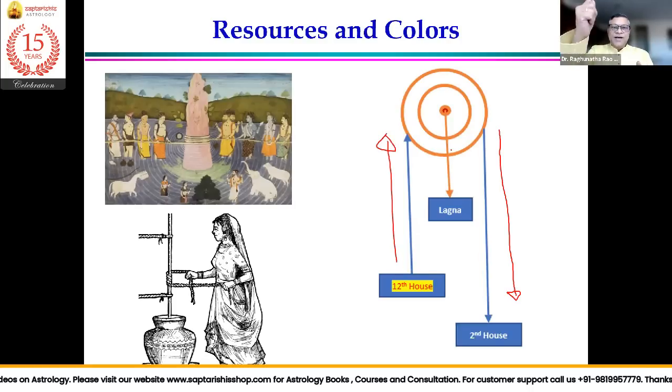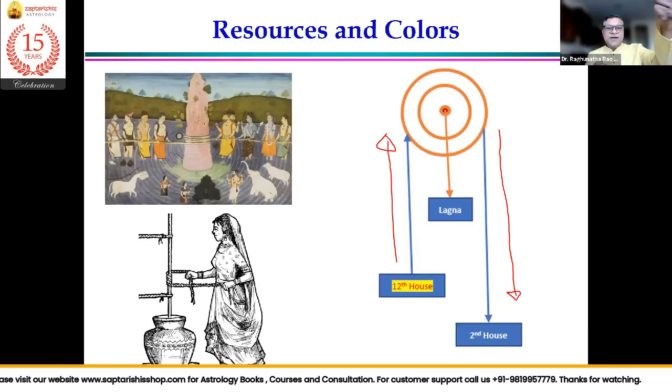This is the Merudanda, na? This is the kind of thing. So what it is telling us, by this Meru Parvat Samudra Manthan that happened, is that anytime you pull resources from the universe, you have to give something back, right? Second house, 12th house, second house, 12th house. This we call, in Jaimini Siddhanta, Upapada Lagna.